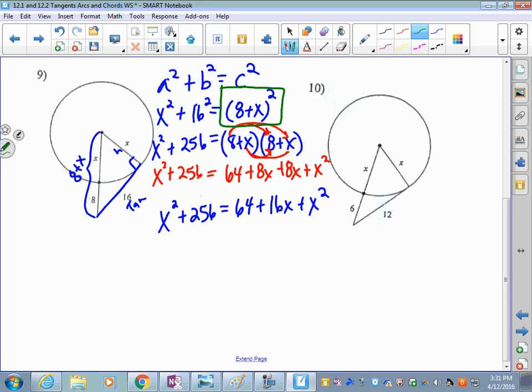We have a binomial, that means 2 terms raised to the second power. The easy way to do this, take your first number, square it. What is 8 squared? 64. That's what we had right there, right? Take that number, now add the x to it, so that's 8x, and now double it.